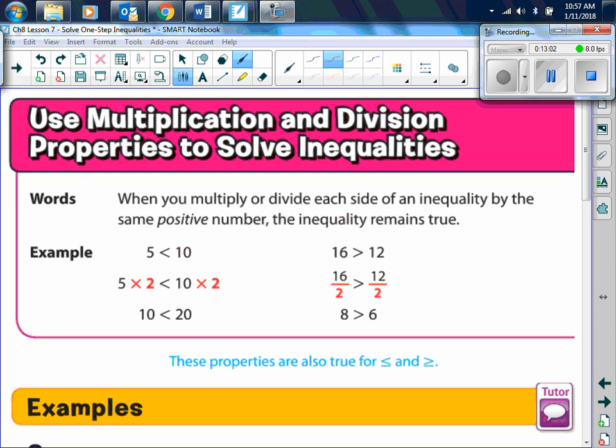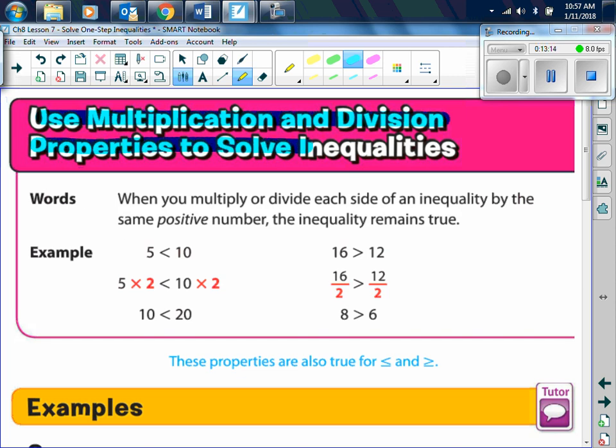So now we want to use multiplication and division properties of equality to solve inequalities. Please make sure you write down your heading. So we want to use multiplication and division properties to solve inequalities. Now, make sure you write down this rule, okay?